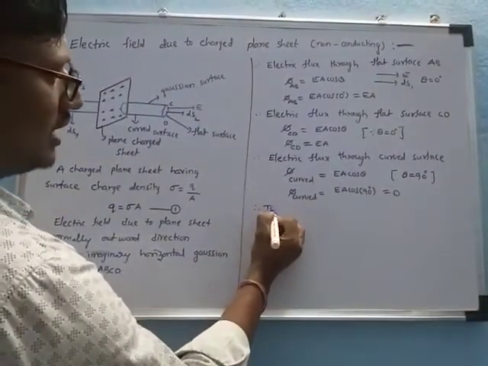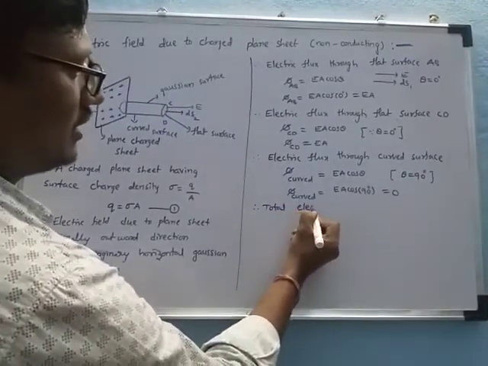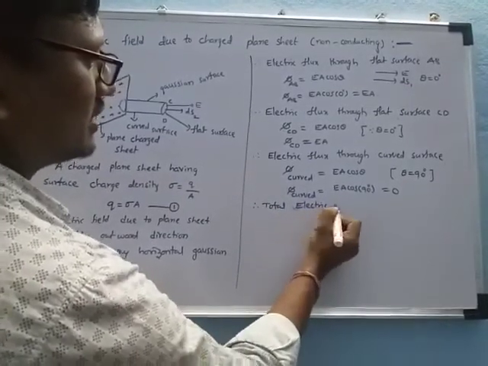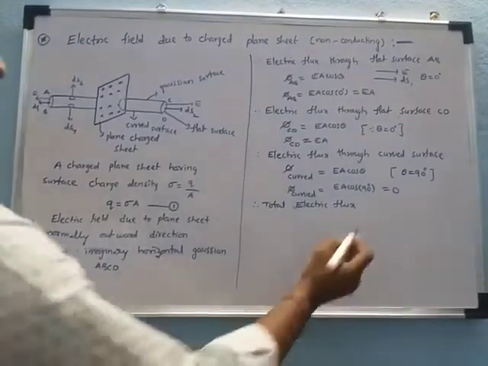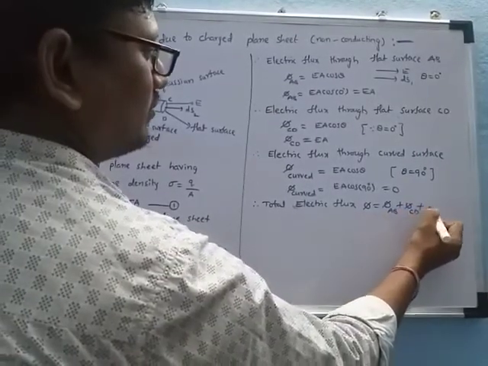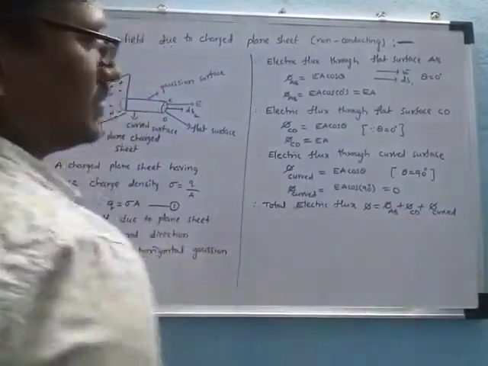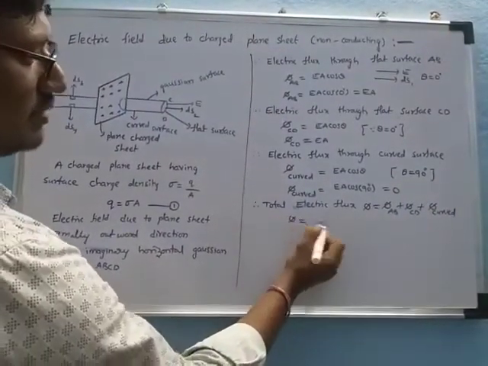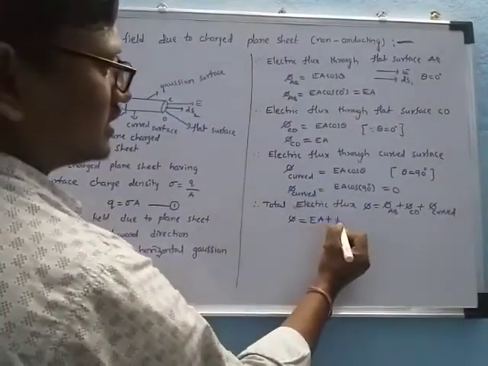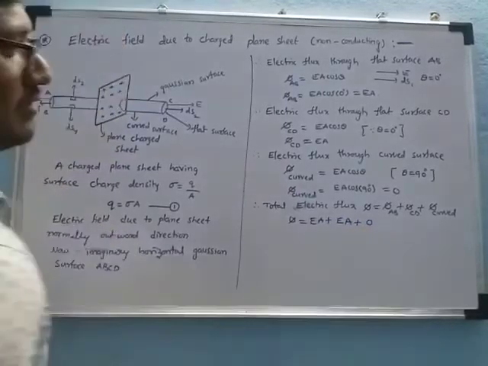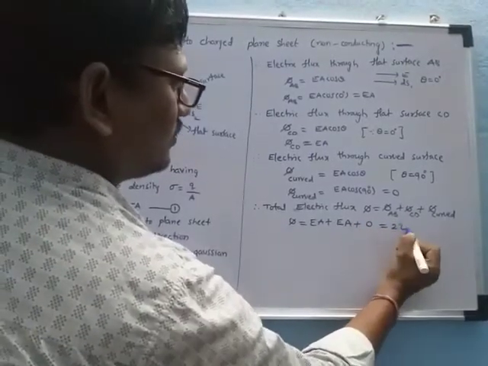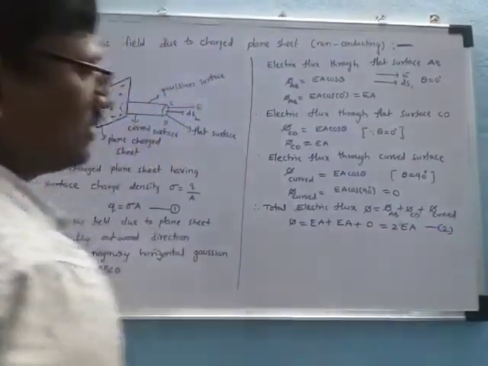Therefore, the total electric flux phi is equal to phi AB plus phi CD plus phi curved. That is EA plus EA plus 0, which is equal to 2EA. This is equation number 2.